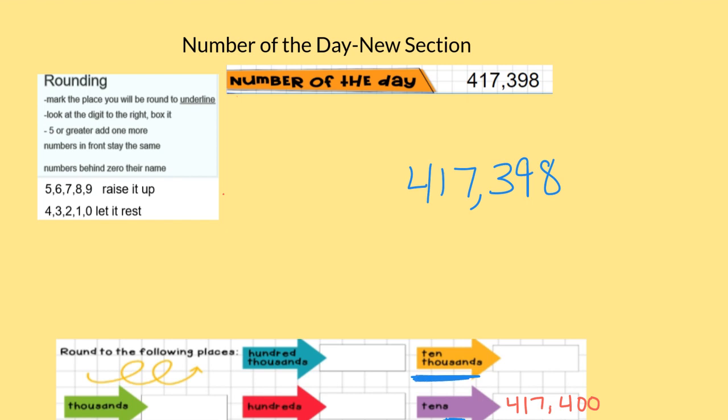417,398. And we're going to be rounding to the 10,000s. And again, if you want to pull out your place value chart and use that to help you out with place value, that might be a good idea. Otherwise, what we could do is count ones, tens, hundreds, thousands, 10,000s.